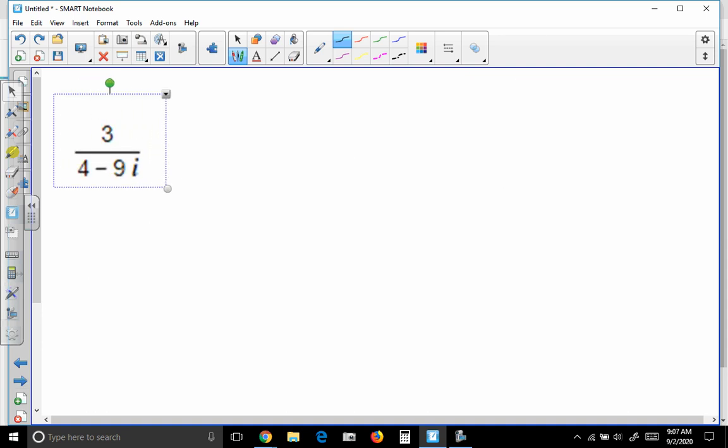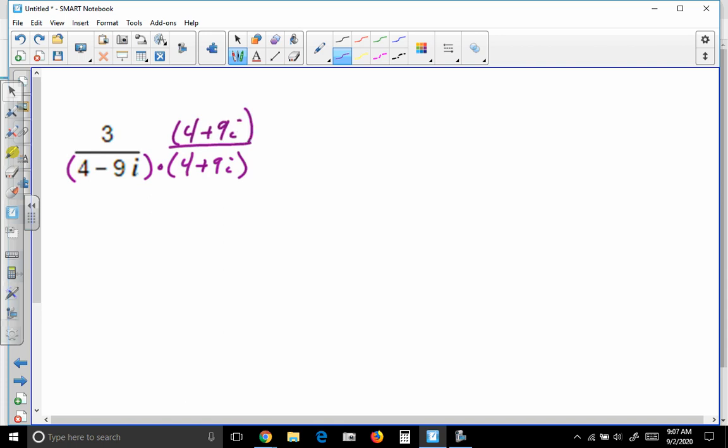Now, when we divide by a complex number or an imaginary number, it's a little bit different. What we end up doing is multiplying by the conjugate. And what we mean by the conjugate is that we keep the same term before and then we just change the sign in the middle. And in a moment, we'll see why we do that. So I would not worry about multiplying the top out yet.